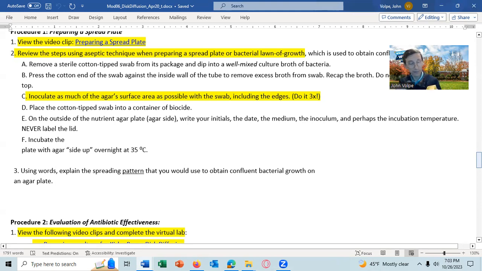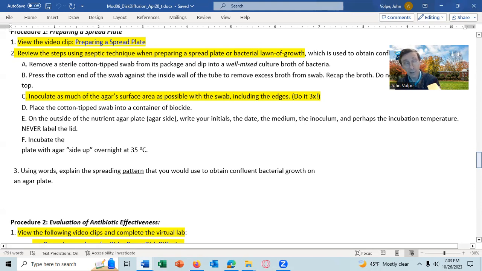I once had a student who, I don't know what she was thinking. She swabbed in a few quick strokes, and so she had her plate with huge areas where there was no bacteria. She then came to me and said, I can't measure my zone of inhibition because the disc is right here and there's a whole region with no bacteria. And I said, well, you didn't get the bacteria to grow on a lawn.